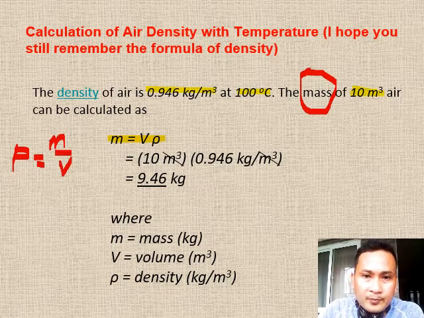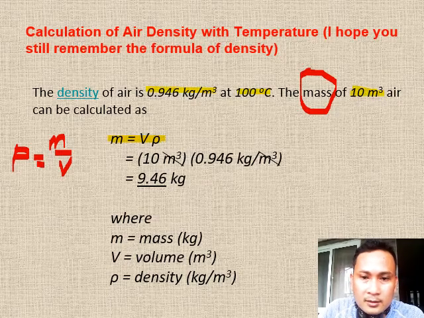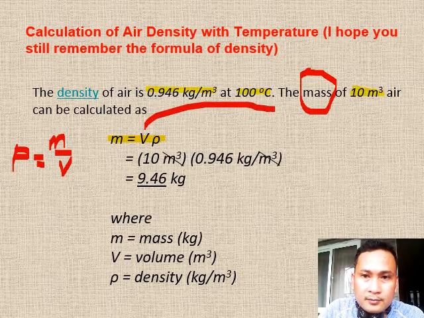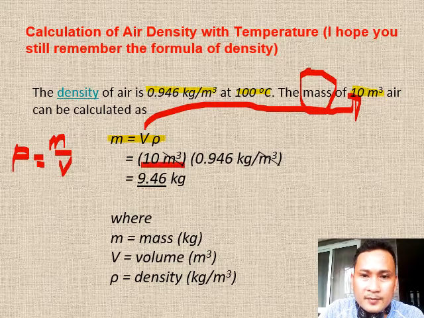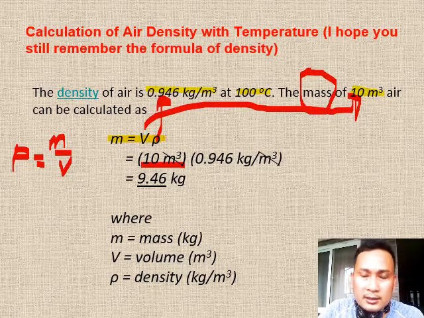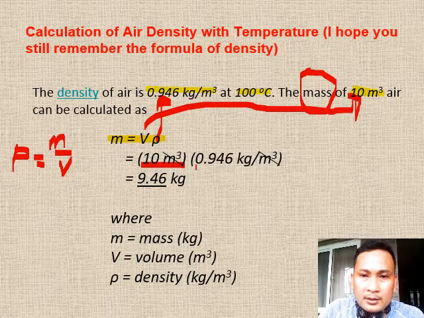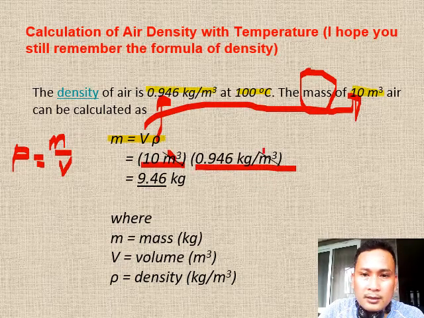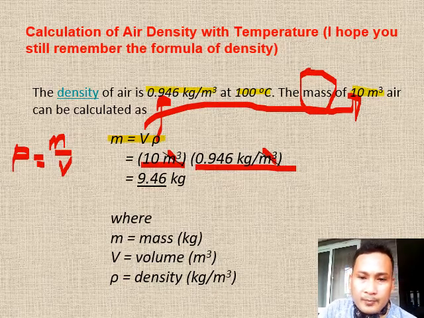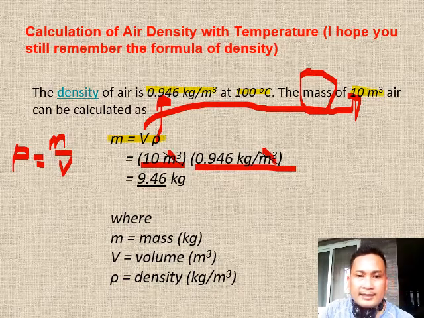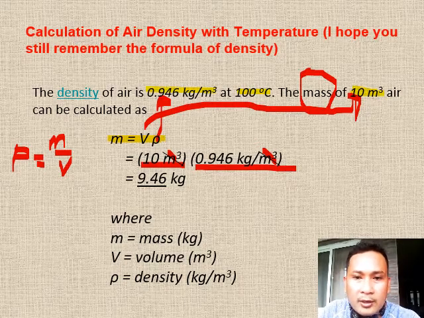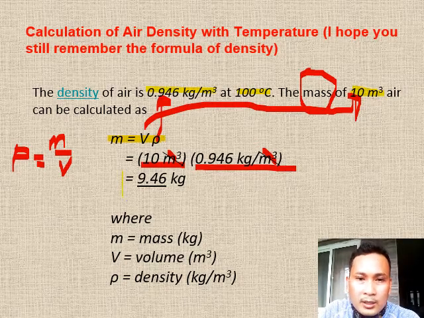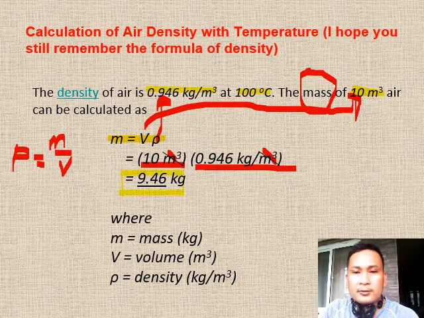Okay, let's substitute the value of the volume here, 10 cubic meter. Ito yung 10 cubic meter natin. And then the density is 0.946 kilogram per cubic meter. Okay, let's cancel out the unit so that the unit for mass will remain. If we do the calculation, 10 times 0.946 kilogram, we will arrive at this value.